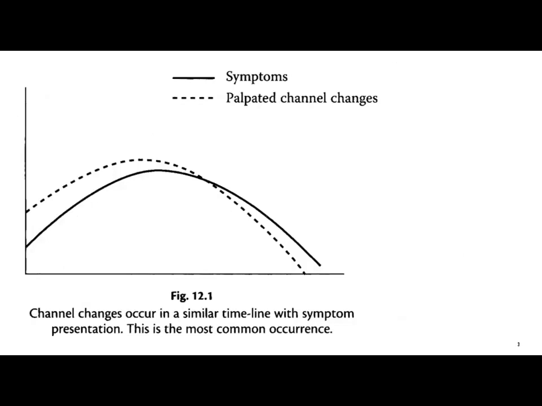So we have the illustration here. Yung straight line is the symptoms and yung putol na line are the palpated channel changes. So kailangan po kunin natin yung history kung ano pong mga symptoms ng patient and i-match po natin siya dun sa through palpation. Channel changes occur in a similar timeline with symptoms presentation. This is the most common occurrence. So sumasabay lang po sa timeline ang symptoms and changes.